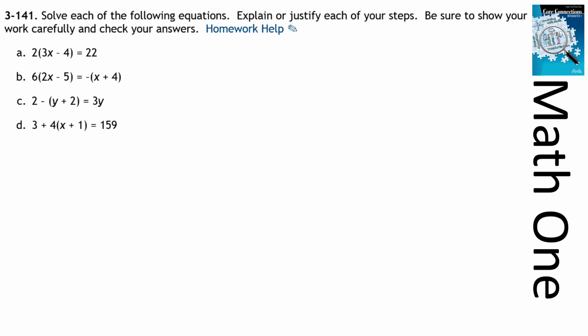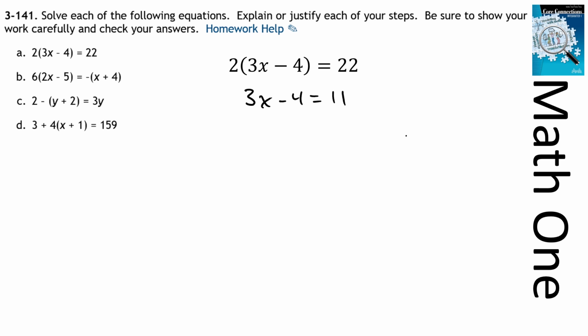Solve each of the following equations. Explain or justify each of your steps. And be sure to show your work carefully and check your answers. That's a tall order. That's a lot of requirements for this problem. So let's look at the first one in A. The first thing I'm going to do is divide both sides by positive 2. And when I do that, I get 3x minus 4 is equal to 11.